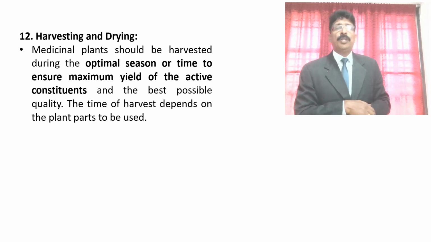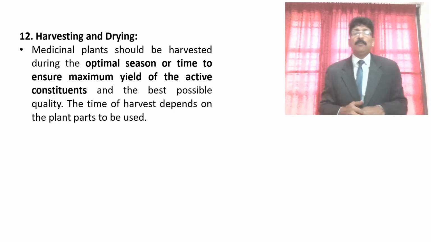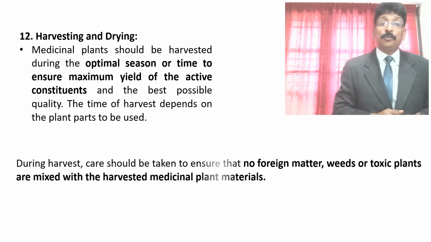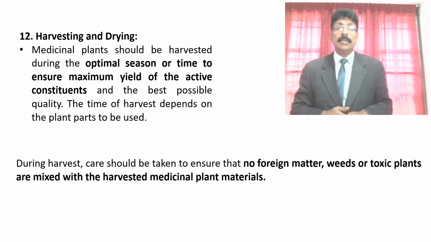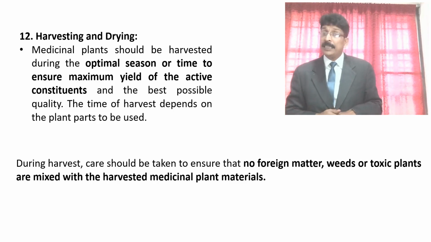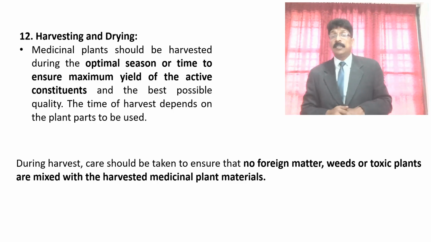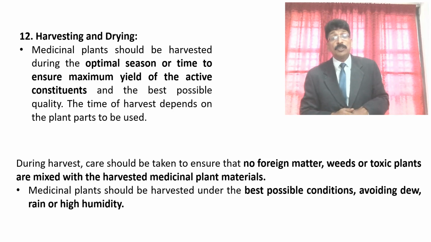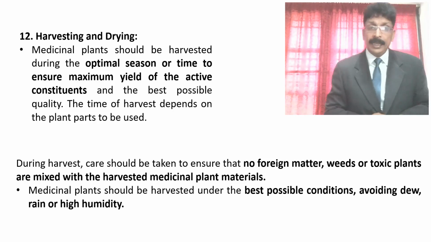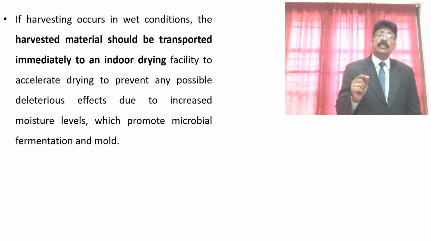Harvesting and drying, the 12th point. Medicinal plants should be harvested during the optimal season, a time to ensure the maximum yield of the active constituents and best possible quality. The time of harvesting depends on the plant part to be used. During harvest, care should be taken to ensure that no foreign matters, weeds or toxic plants are mixed with the harvested medicinal plant material. Medicinal plants should be harvested under the best possible conditions, avoiding dew, rain and high humidity. Harvesting should not occur in wet condition.